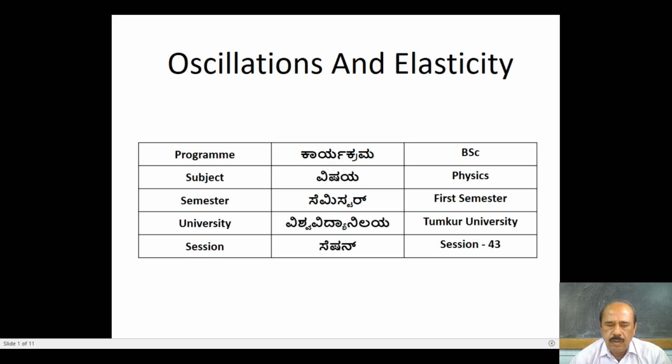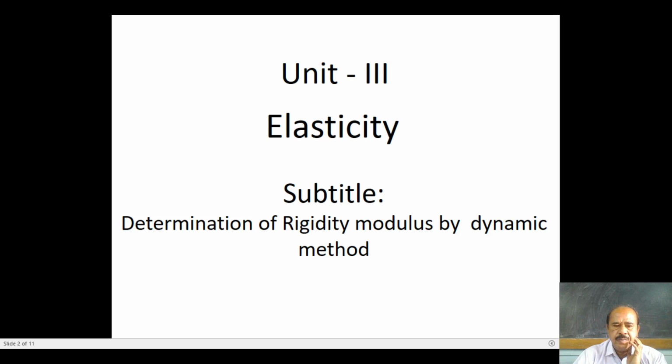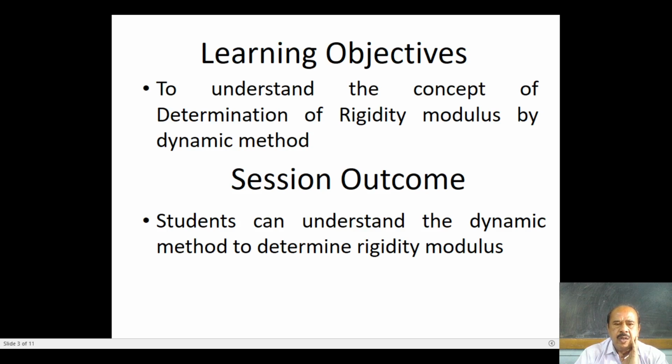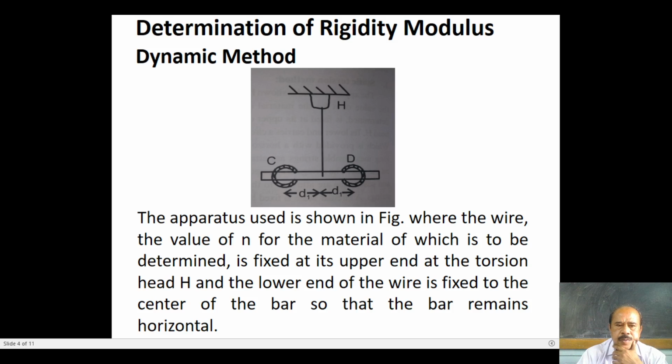So today in this session, I am going to discuss the rigidity modulus by dynamic method. In the last session, we discussed the rigidity modulus by static torsion method. That means we can determine the rigidity modulus of the given material by different methods. In this session I will discuss the determination of rigidity modulus by dynamic method. The learning objective of this method is to understand the concept of determination of rigidity modulus by dynamic method.